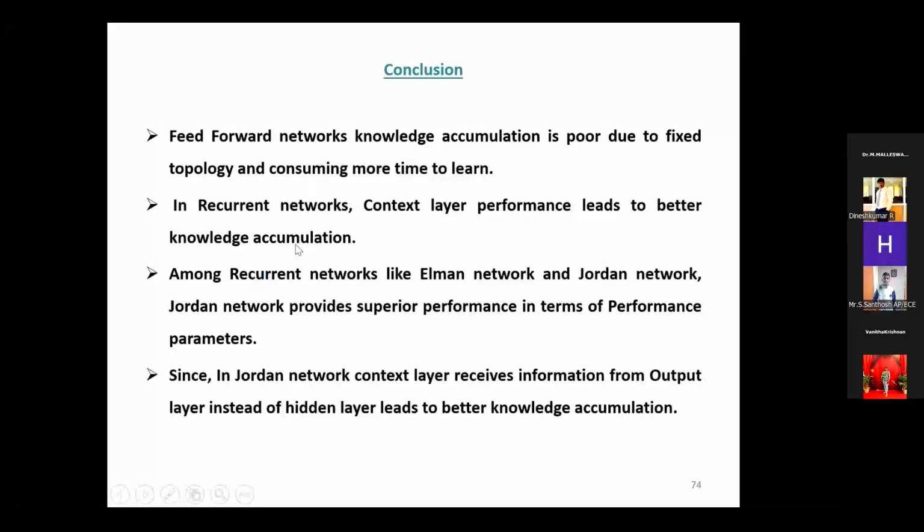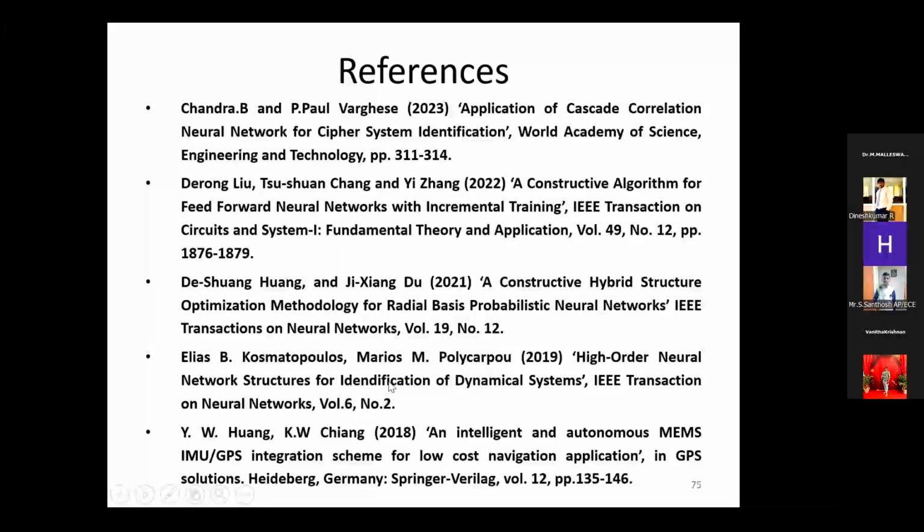So in conclusion, we can say feed forward networks' knowledge accumulation is poor because of this static node concept due to fixed topology, and they consume more time to learn. In the recurrent networks, the context layer leads to better knowledge accumulation. Among recurrent networks like Elman and Jordan, the Jordan network provides superior performance in terms of performance parameters. Since in the Jordan network, the context layer receives information from the output layer instead of the hidden layer, this leads to better knowledge accumulation. So these are some of the references I used for my presentation.